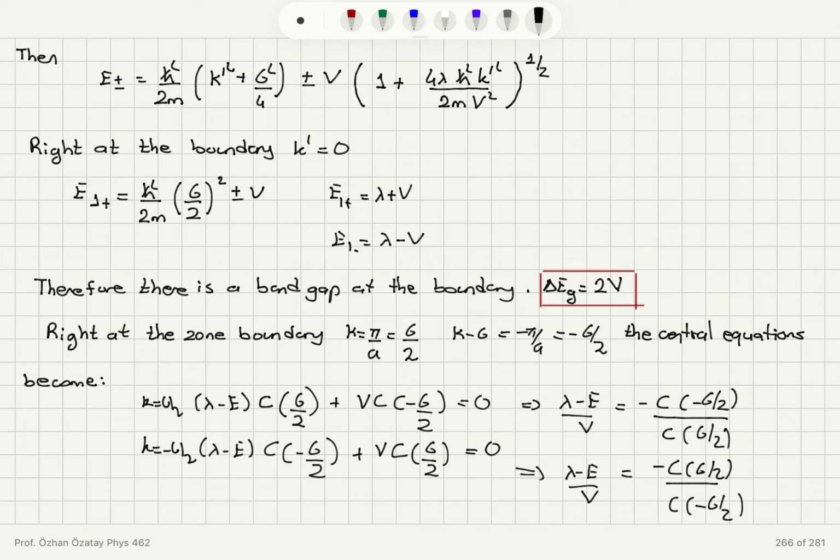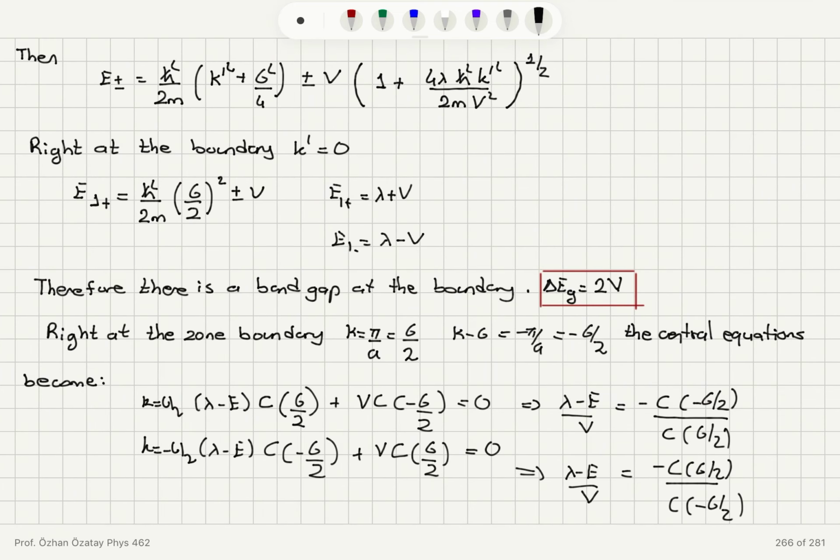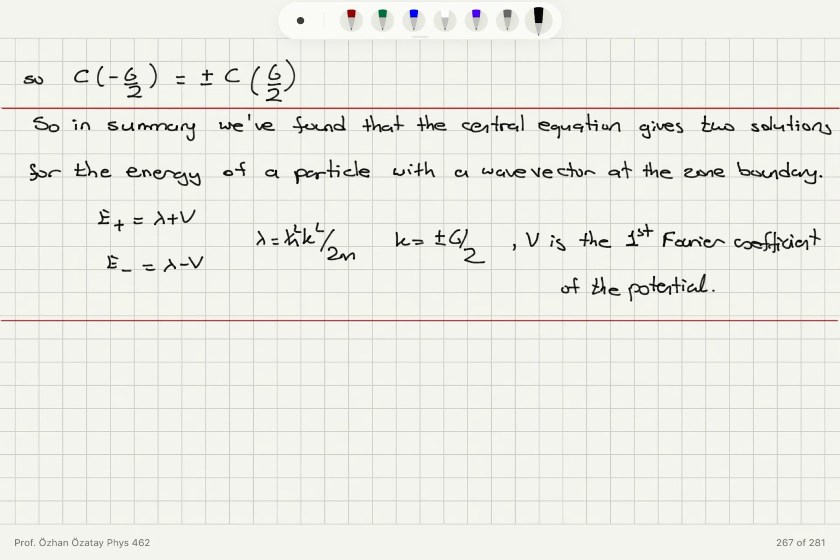Lambda minus e over v is equal to minus c of minus g over 2 divided by c of g over 2. And lambda minus e over v from the second equation becomes minus c of g over 2 over c of minus g over 2, which tells me c of minus g over 2 is plus or minus c of g over 2. So that gives me the relationship between the coefficients.